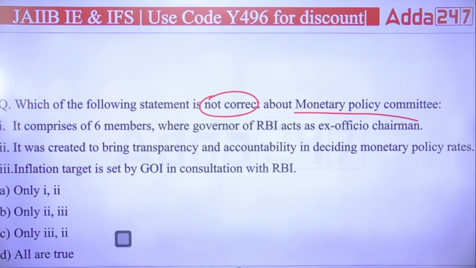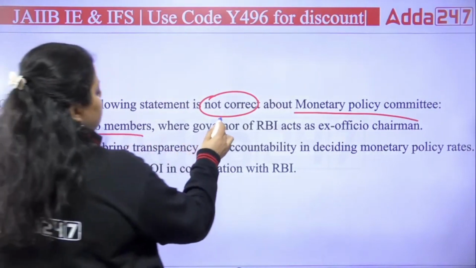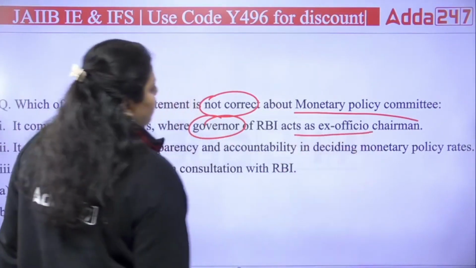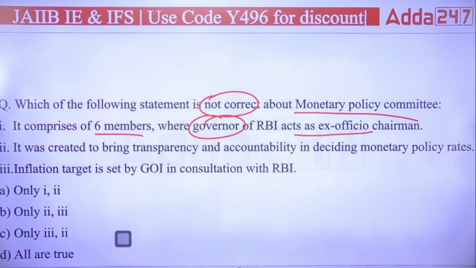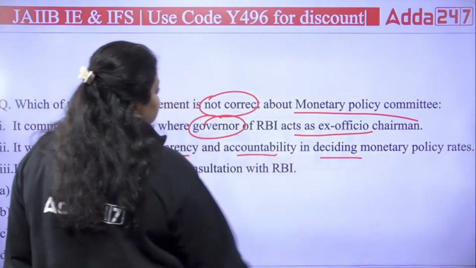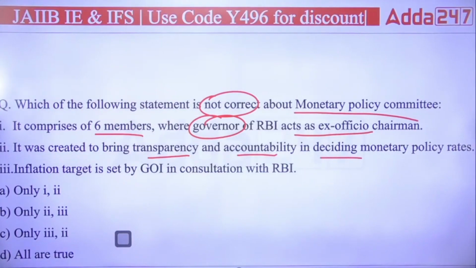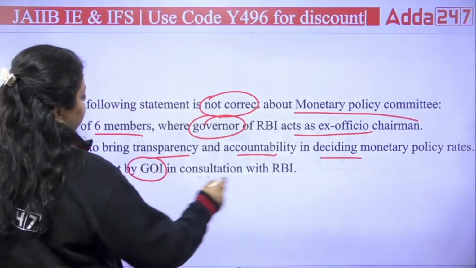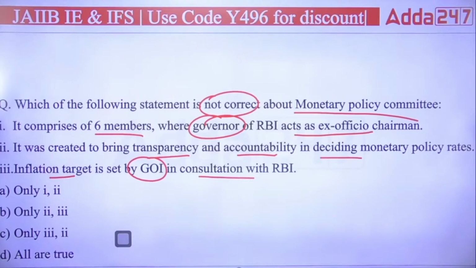First is saying it comprises 6 members where the governor of RBI acts as an ex officio member. Okay, what is the monetary policy committee? It is simply a committee where the governor of RBI will be there, acting as an ex officio chairman of the committee, and 6 members will be there. Second, it was created for bringing transparency and accountability in deciding monetary policy rates. Then inflation target is set by the Government of India in consultation with RBI. Okay, so these are the 3 statements that have been given. Out of that, you have to find out the incorrect one.